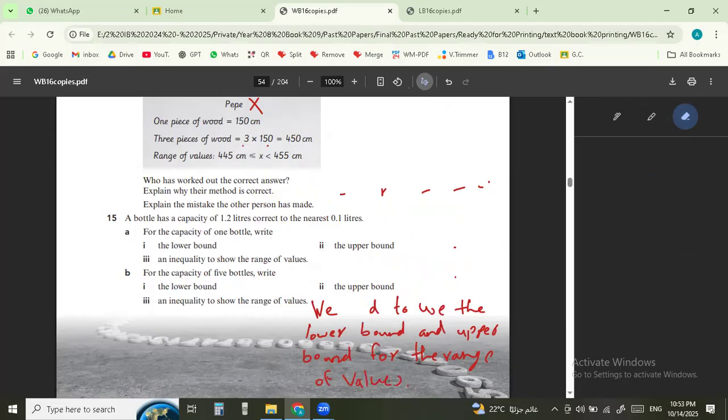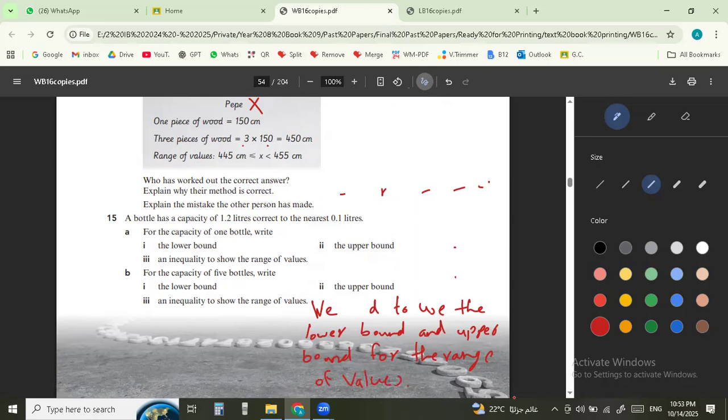All right, the next question here, question 15, says: a bottle has a capacity of 1.2 liters corrected to the nearest 0.1. What's the place value of 0.1? That's tenth, one decimal place, the nearest tenth. So I add or subtract 0.5. No, I must have 0.5. That's the whole number. Nearest tenth, plus 0.05 or minus 0.05.